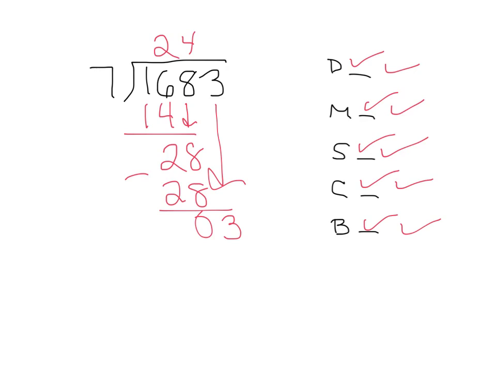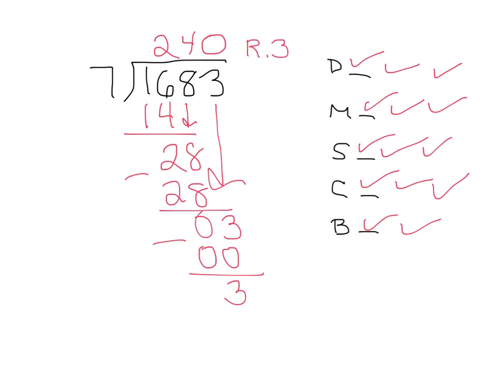So 7 divides into 3 0 times. Then I multiply. 0 times 7 is 0. Then I subtract. 3 minus 0 is 3. And I check, is 3 smaller than 7? Yeah. And there's nothing left to bring down. So my 3 becomes the remainder. 240, remainder 3, like that.